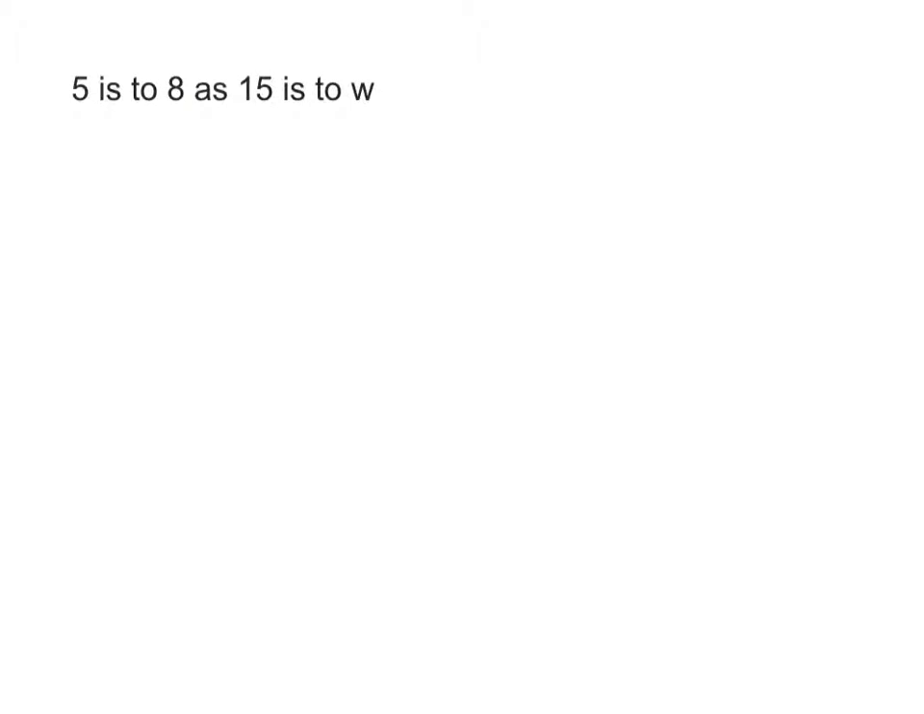All right, so let's take a look at a situation where they don't actually write the proportion for you. So we are going to have to write the proportion. So it says 5 is to 8 as 15 is to w. So that's how the proportion would be set up.